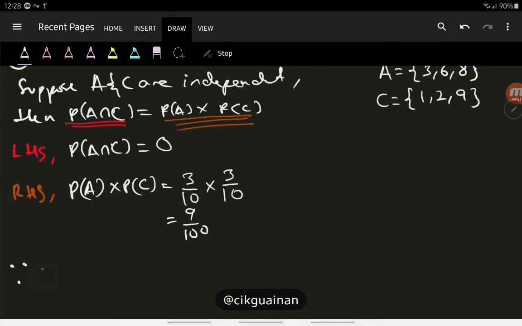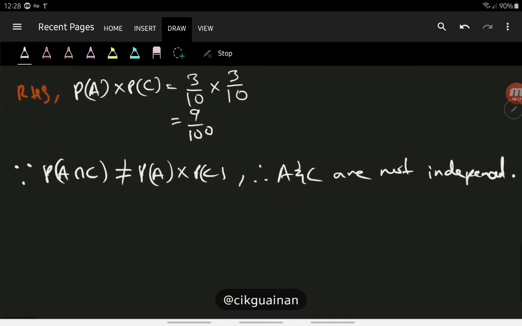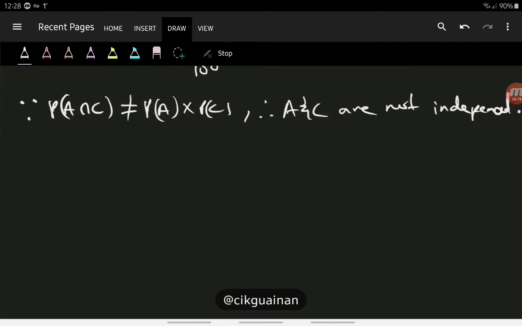So since P(A intersect C) is not equal to P(A) multiply P(C), therefore A and C are not independent to each other. Okay, and let's have a look at the last one.